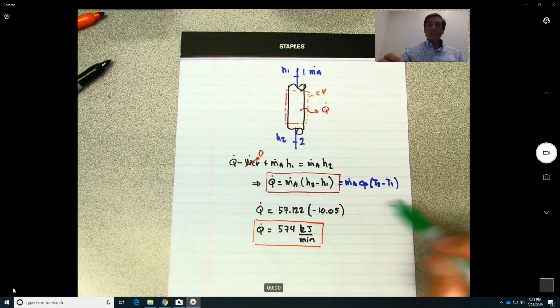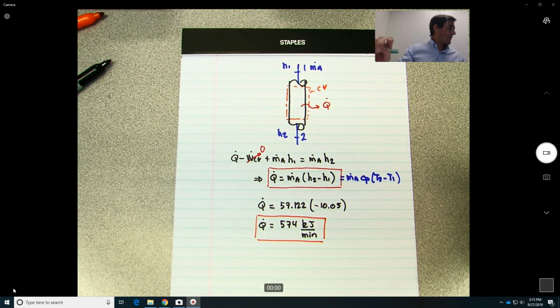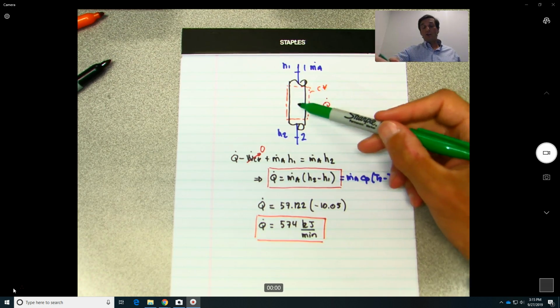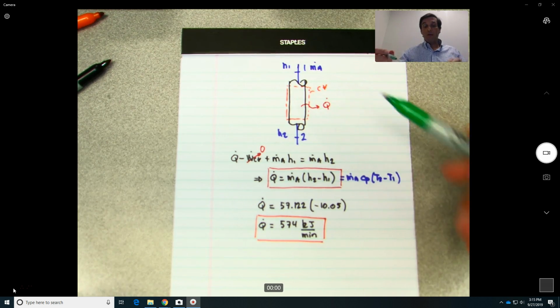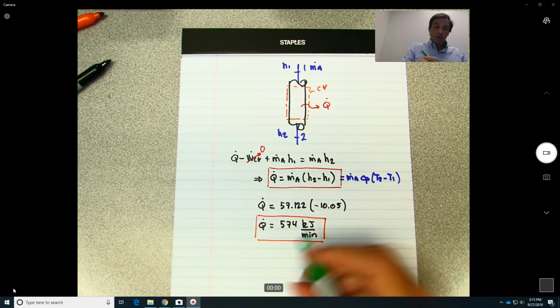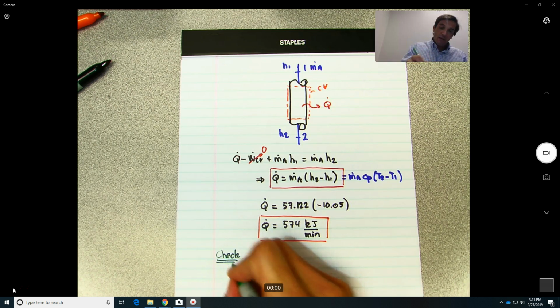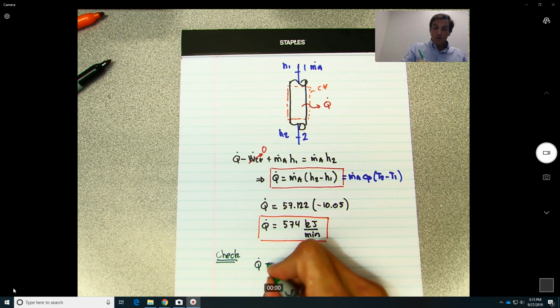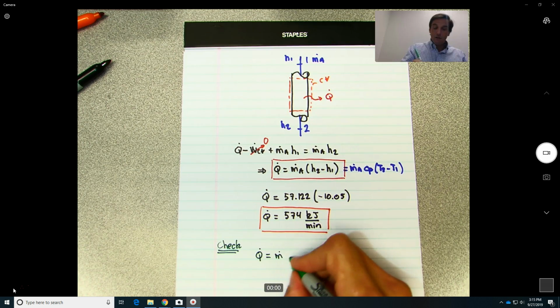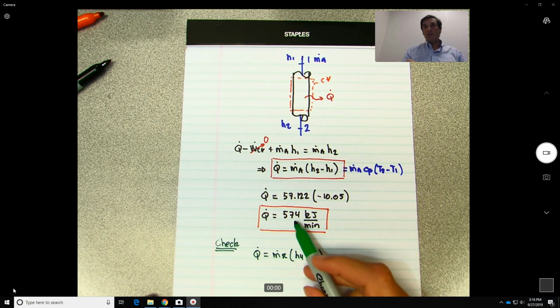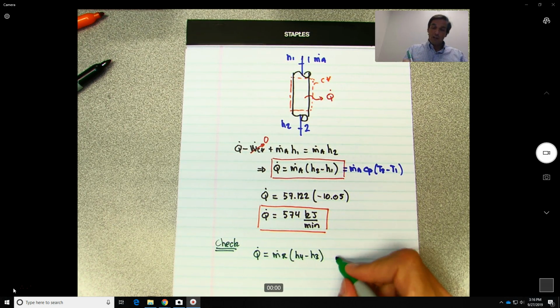Okay, and if you want, you could actually check, because you will agree that the amount of heat lost by the air is going to be gained by the refrigerant. So you should get the same answer but with a different sign. So if you want, I'm going to put here check. Q should also be equal to what? The mass of the refrigerant times H4 minus H3. So it should be the same magnitude but with a different sign. So you can go and check on your own.